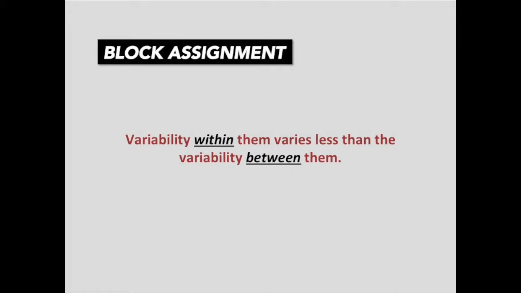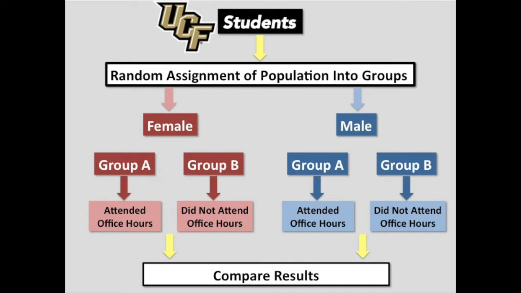Block assignment is the most important factor in randomized block experiments and is when subjects are assigned to blocks so that the variability within them varies less than the variability between them. For example, they can be split based on gender into male and female subgroups, like in this experiment, to see how students benefit from attending office hours. The goal is to block what can be blocked and randomize what cannot.